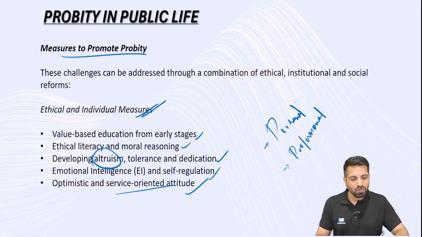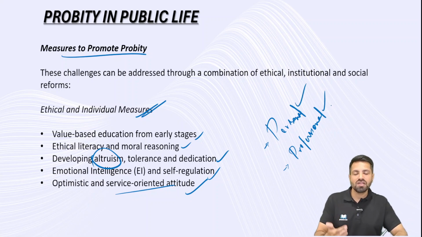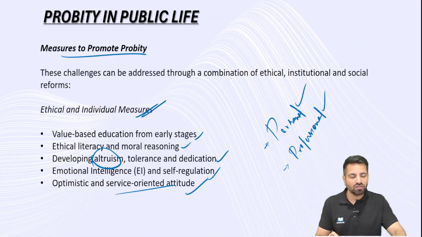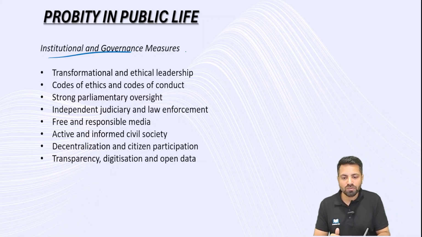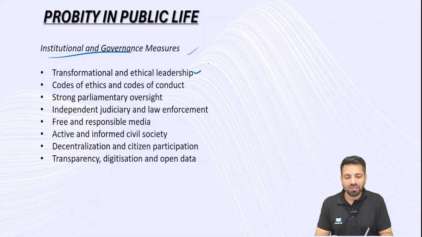So from a personal level, from a professional level, what are the measures you need? From the social level or institutional level, what are the measures you need? So institutional and governance measures, what are they? Transformation and ethical leadership.